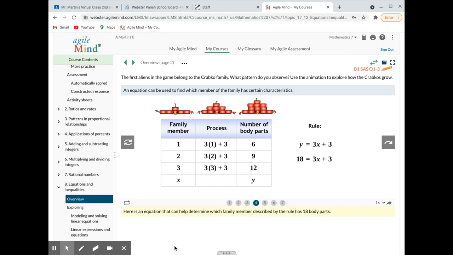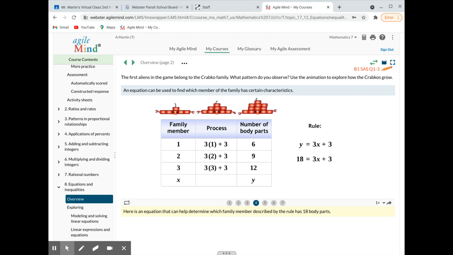All right, so it says here's an equation that can help determine which family member described by the rule has 18 body parts. So, what could we do so that we can figure out what x is? Does anybody remember how we solved for x? I don't know how to solve for x, but I know here we can do 18 divided by 3.